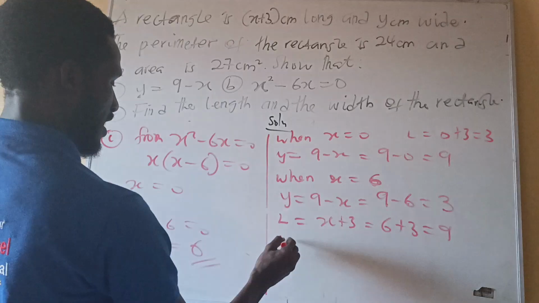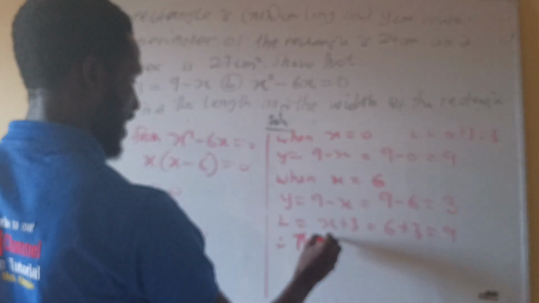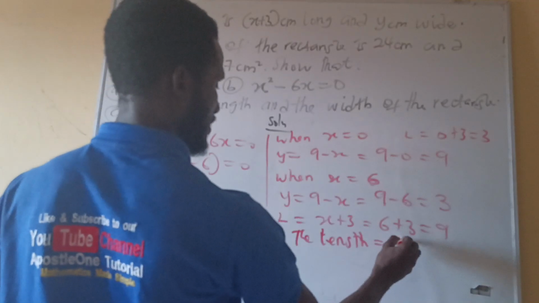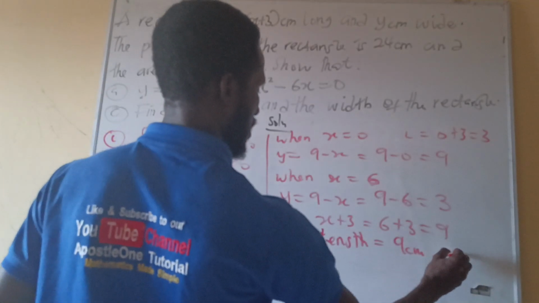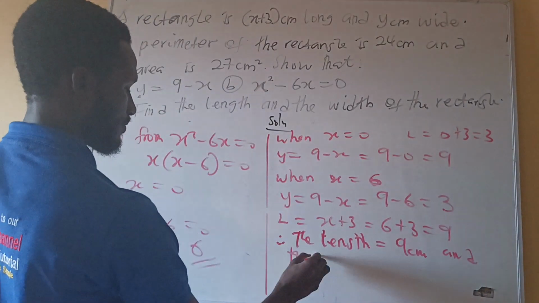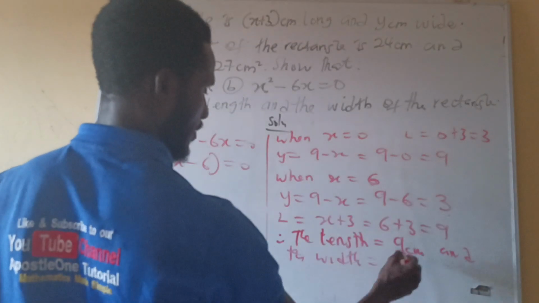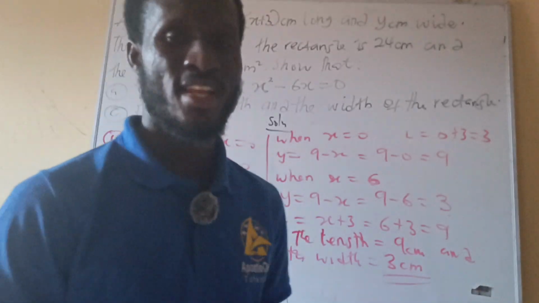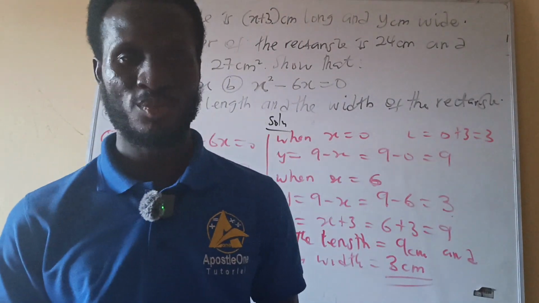So I can now conclude that therefore the length is equal to 9 centimeters and the width is equal to y, which is 3 centimeters. You see, it is as simple as that. Yes, it's as simple as that.